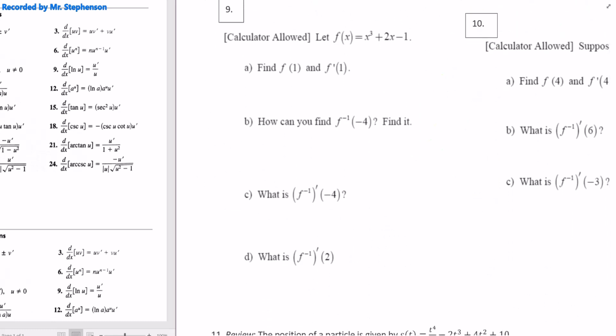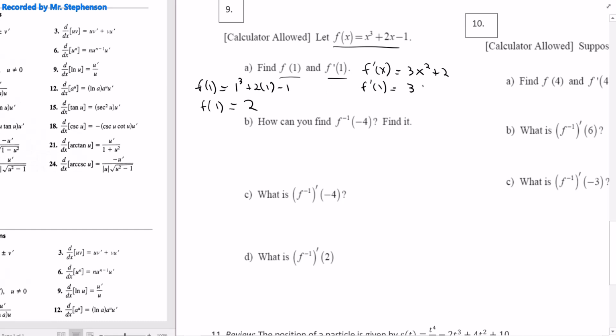Number 9, we're given f of x here. We want to find f of 1 and f prime of 1. Okay, so let's start with f of 1. F of 1 is simply just plug in 1, see what you get. If I plug in 1, I'm going to have 1 plus 2 minus 1, which is 2. Right, and then f prime of 1 is, well, first I need to find f prime of x, which will be 3x squared plus 2. F prime of 1 will be 3 plus 2, which is 5.